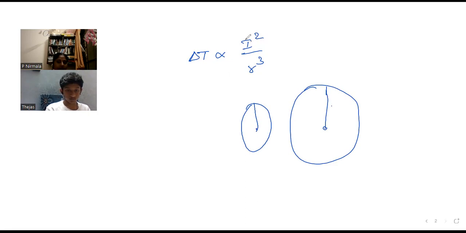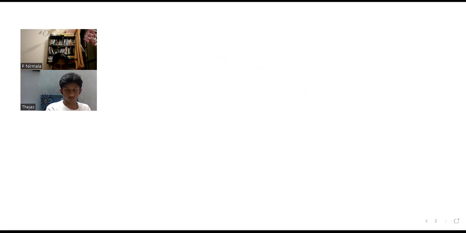Okay. So when current is flowing through, the temperature rises. Here they have given one example. A fuse wire of current rating 1 ampere has a radius of 0.2 millimeter. The fuse wire of current rating 8 ampere has a radius of 0.8 millimeter.